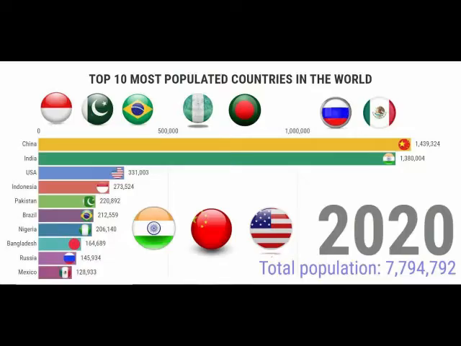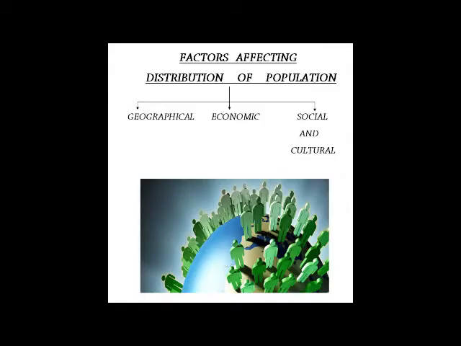Now, the 10 most populous countries in the world contain about 60% of the world's total population. And out of these 10 countries, 6 are located in Asia itself. Let's have a look at the 10 most populous countries in the world. Here you can see the top 10 most populated countries, and China is in the first position, followed by India.